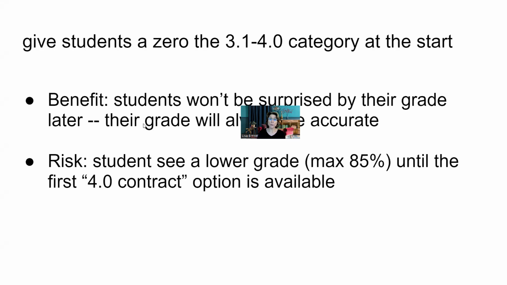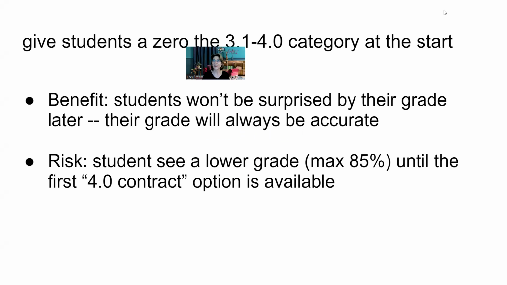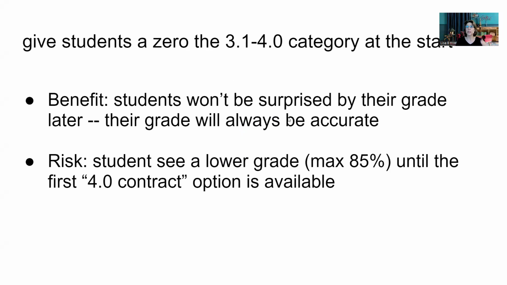Okay, so what I'm doing in my Canvas categories now is, that last category, revise and reflect, that's what moves students from a 3.0 contract up higher. And so I am putting a 0 in that for my students so that they won't be surprised by their grade later. They will always know, here's exactly what I'm earning. And then they can choose. Do you want to do one of those items that will bump your grade up into the 3.5 category?